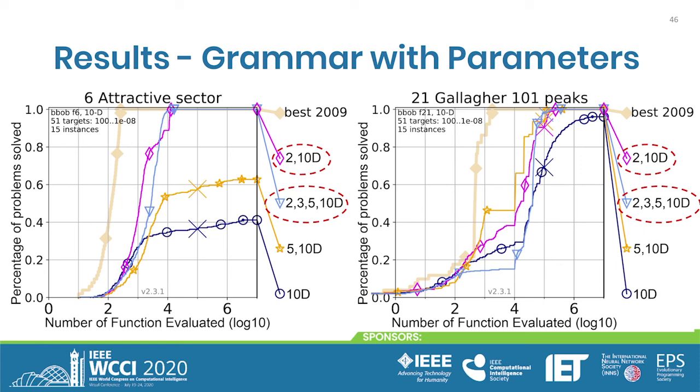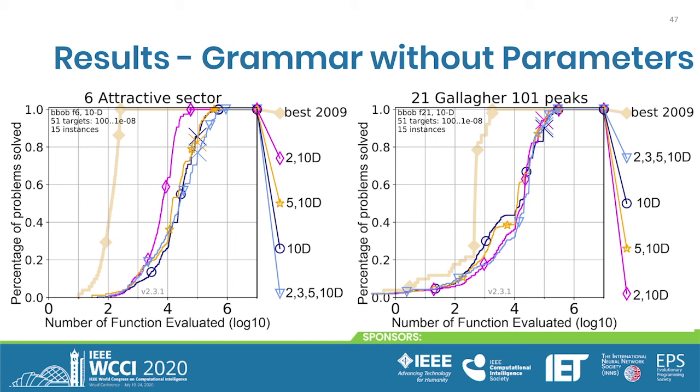This figure suggests that 2D was a good starting point for the training, and it also may suggest that a more granular change in difficulty may improve the training. A point worth noting here is that the algorithms at the left are all different from the ones at the right side. Now, the same type of figure, but comparing the grammar that does not include parameters.